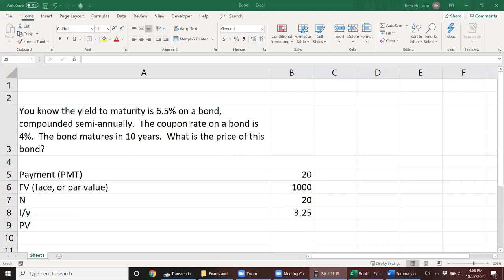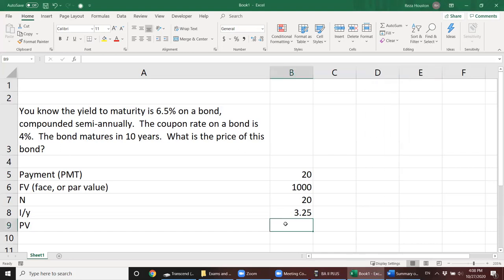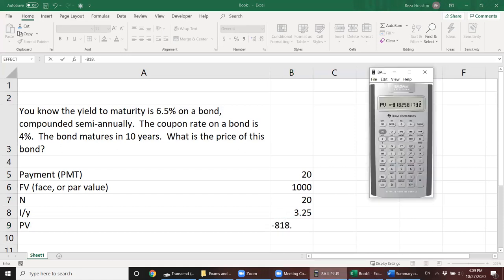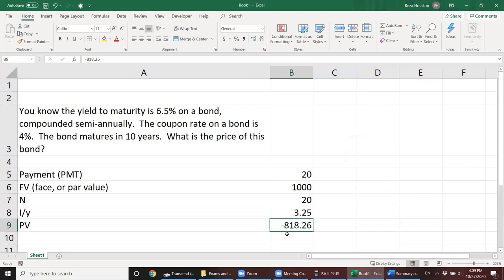So to do that, I'm going to try out some technology here. And to get us started, I'll clear out our time value of money buttons and I'll start entering everything in that we need. So our payment is 20. Our face value is 1,000. Let's try that again. Okay. Payment is 20. Face value of 1,000. 3.25 is our I/Y. And our N is 20 as well. And we will compute our present value. And we find that to be about negative 18.26. And so obviously, I know I've said a dozen times in this class, that means it's a cash outflow from our perspective. So there we go.